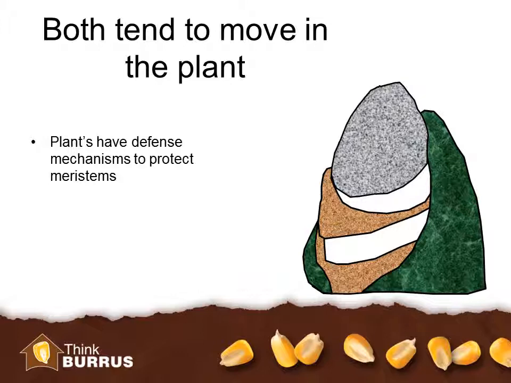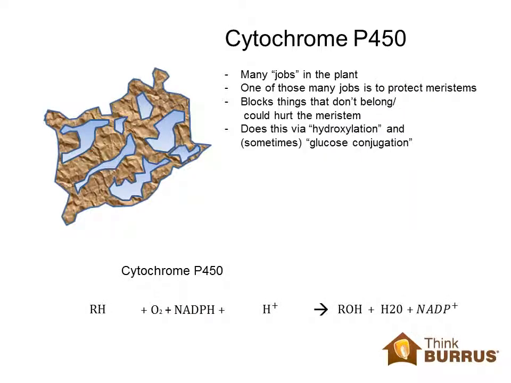Now, because this part of the plant is so important, again, cells are being generated at this point, it's not surprising that the plant has some defense mechanisms that protect the growing point. One of those defense mechanisms is this fella, cytochrome P450.